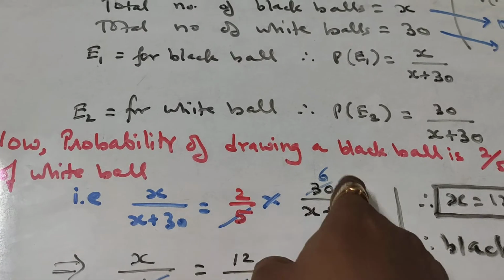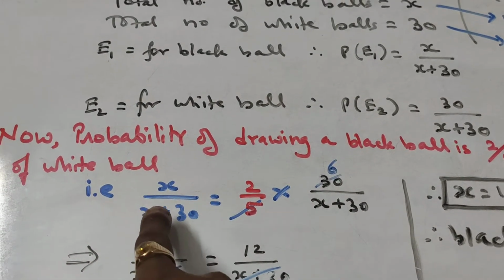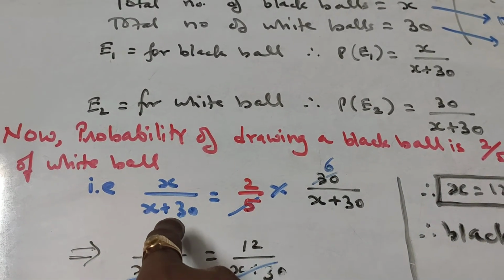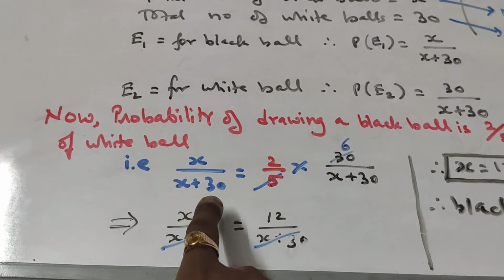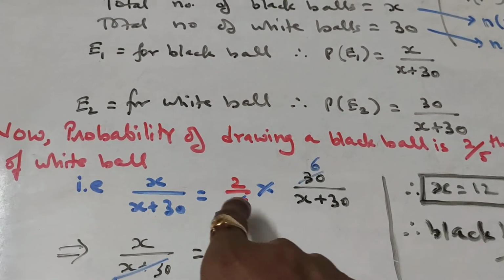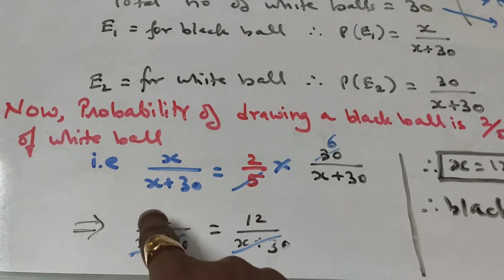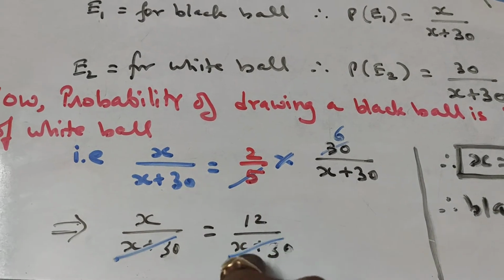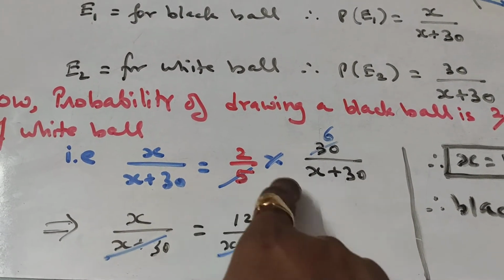30 upon x plus 30 is the probability of a white ball, and we have to find the probability of x, that is the black ball. So we require to find the value of x. Now 5 1s are 5, 5 6s are 30... 2s are 12. So here we get x upon x plus 30 is equal to 12 upon x plus 30. X plus 30 cancel. So the value of x is equal to 12.